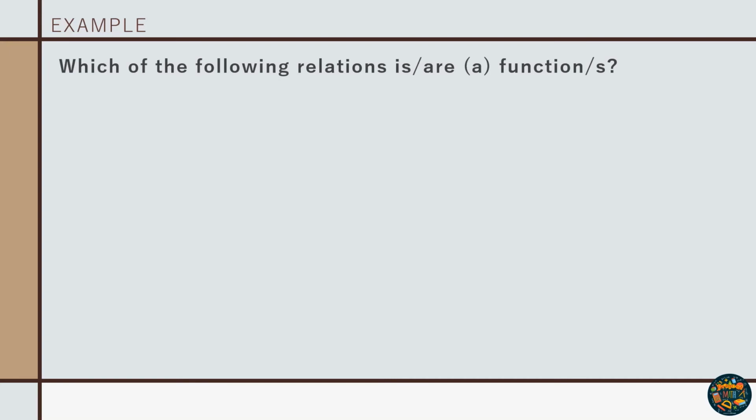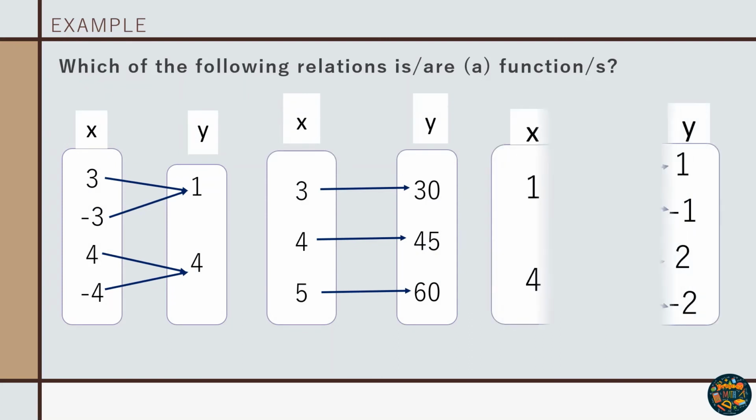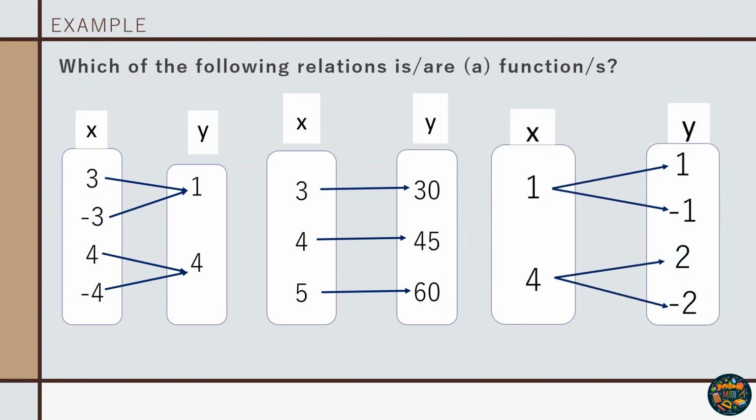So let's have an example. Which of the following relations is or are functions? We have the first, second, and the third diagram. On the first diagram, it shows a many-to-one relation, and there is no repetition among the x values or domain. So therefore, it is a function. On the second diagram, it shows a one-to-one relation. Since there is no repetition among the domain, then it is a function.